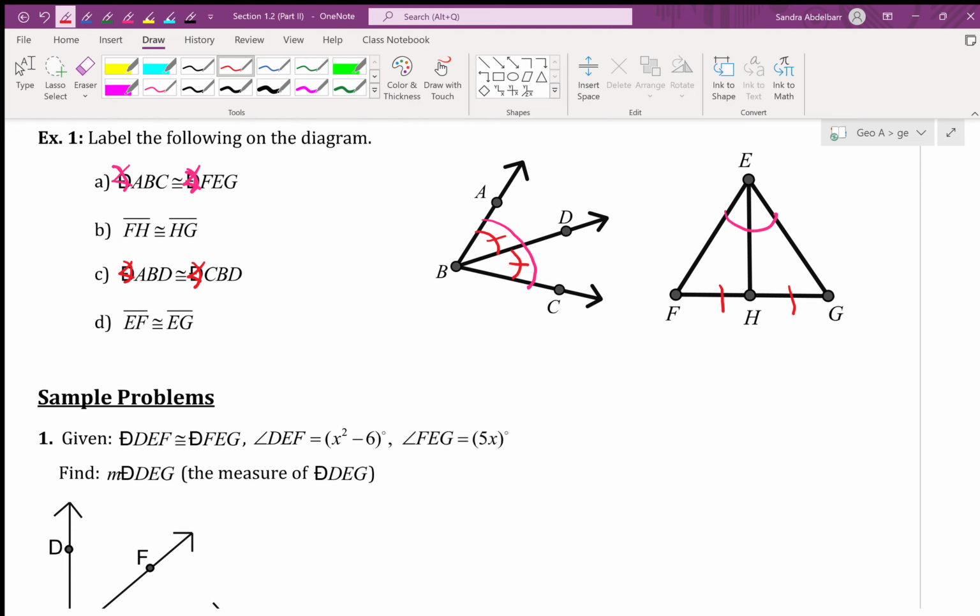Now, what do you think I should do for segment EF congruent to segment EG? Simon? Double tick marks. Double slash. You got it. So for segment EF, I'm going to put two slashes. For segment EG, I'm going to put two slashes.